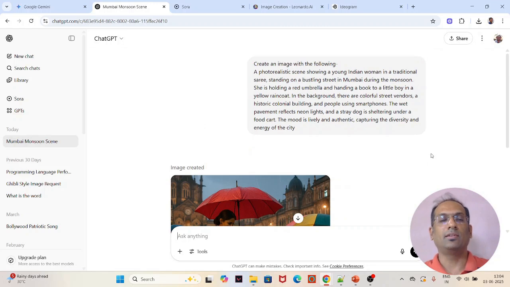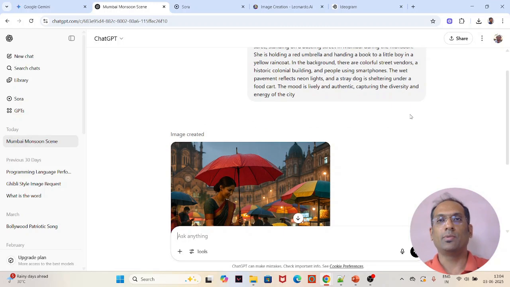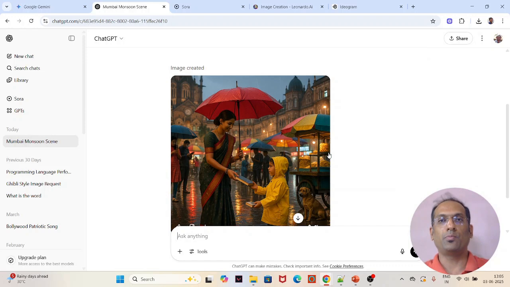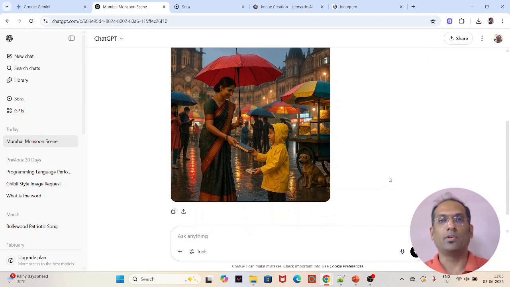Let's take a look at the output from Dall-E. So with the same prompt, this is the output that I got from the model for the image. So it does capture the elements well. So there is a woman with a red umbrella and wearing a sari. She is handing over a book to the boy in yellow raincoat. There is a dog under a food cart. There is a historical building in the background, which is the CST in Mumbai, which is a landmark. So that is very well depicted in the picture.